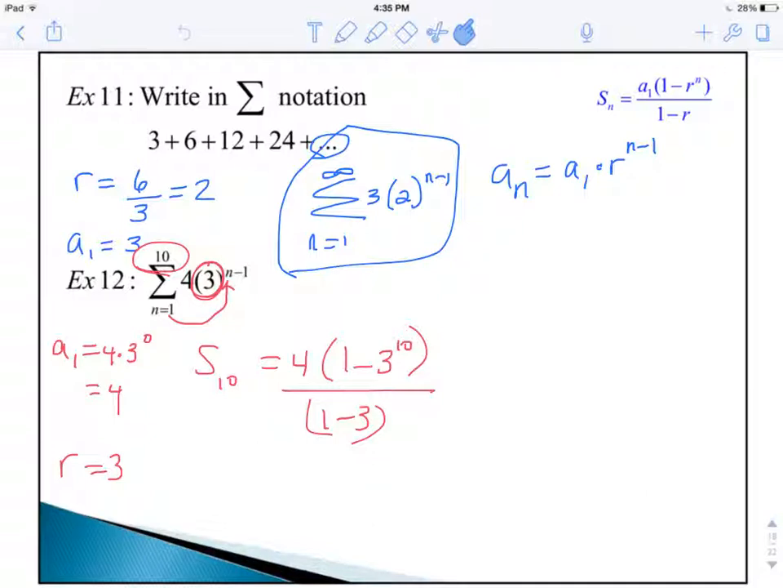Again, we can expect these numbers to be very large. The terms themselves get large quickly, therefore their sum gets large quickly. And we plug this in the calculator, and we get 118,096.